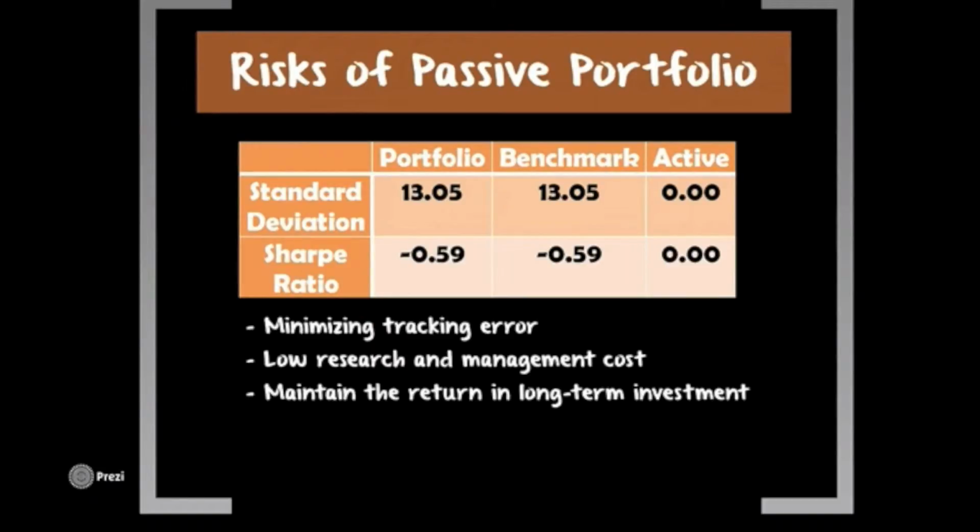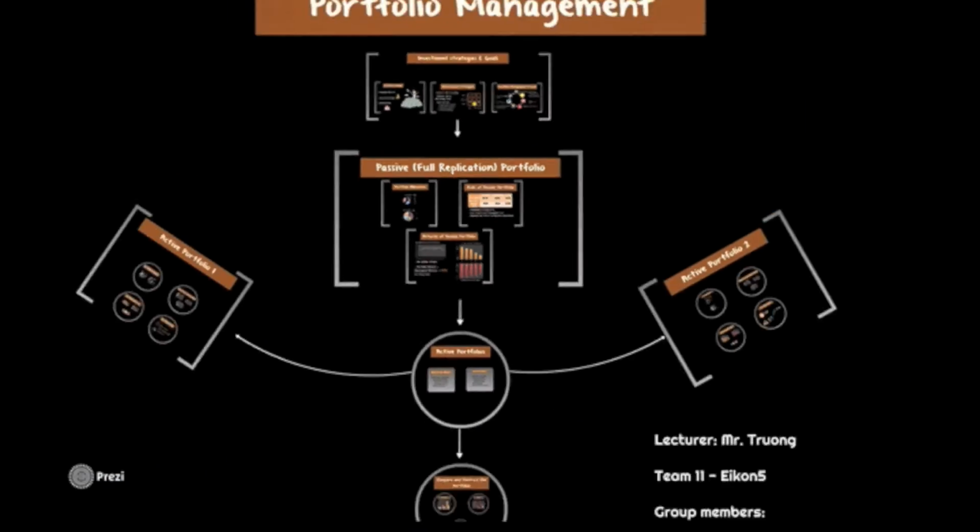Here the risk of the portfolio is 13.05, the same as the return. There is no tracking error and the Sharpe ratio of minus 0.59 shows a negative sign. This means that the portfolio return is lower than the risk-free rate. However, the benefits of this passive portfolio are low research cost and stable return in the long run. Now let me continue with the other two portfolios.